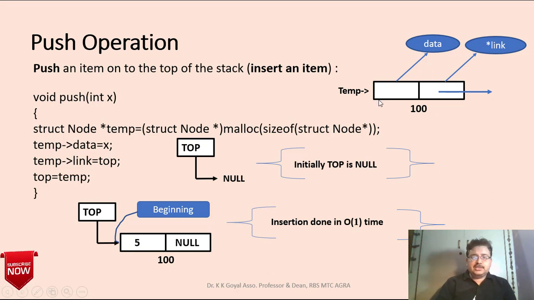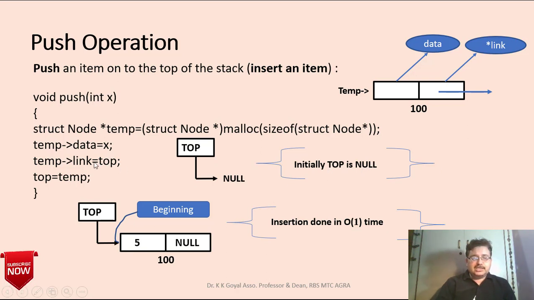Now our responsibility is to assign the data and to assign the address of the next node. So in this line, temp arrow data is equal to x, which means we are initializing the value. Suppose I am initializing 5 here, and temp arrow link is equal to top. In the starting, top is equal to null.